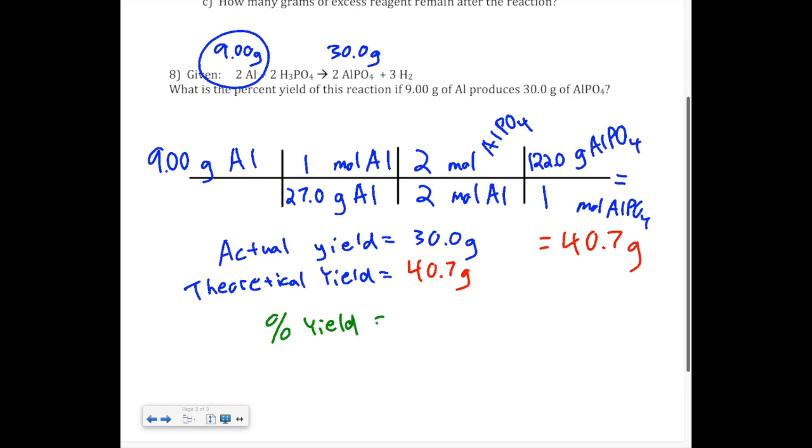So the percent yield is going to be quite easy. All I have to do is take 30.0, divide it by 40.7, multiply it by 100. So when I do that, I end up with 73.7%. There is no unit for this, you just write percent.